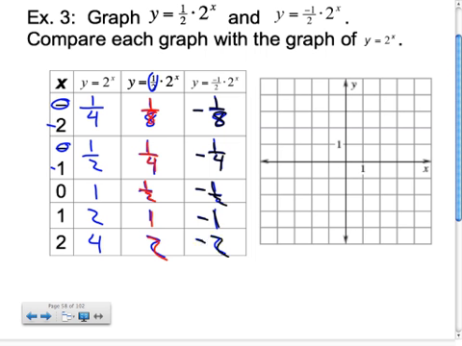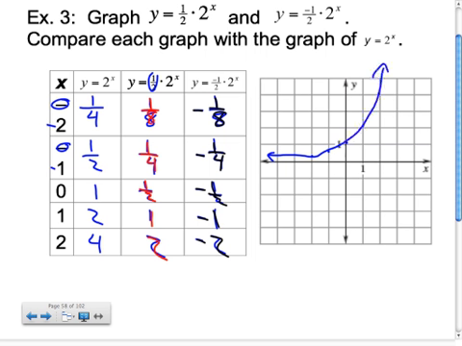So I'm going to go ahead and graph that first function now. And again, that's the same one we had previously. So I have -2, 1/4; -1, 1/2; 0, 1; 1, 2; and 2, 4. And so this graph is going to look something like, whoops, I apologize there. Something like that, close enough.